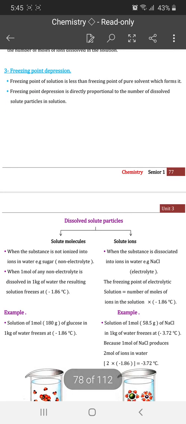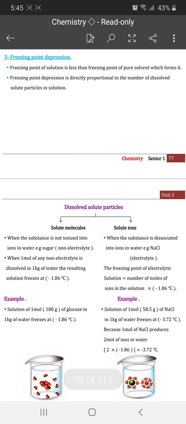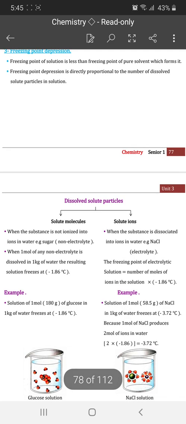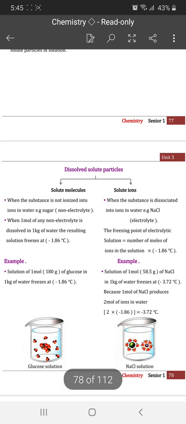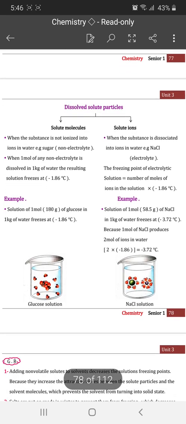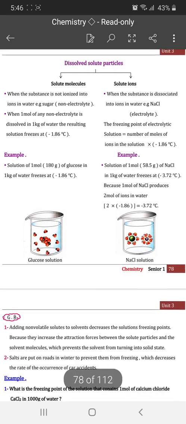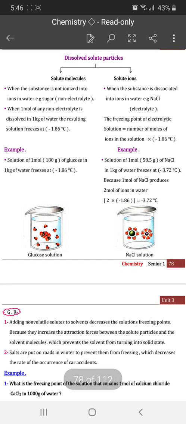Number 3, freezing point. The freezing point of a solution is less than the freezing point of the pure solvent which forms it. The freezing point depression is directly proportional to the number of dissolved particles in the solution. The dissolved particles may be ions or molecules. When one mole of molecules is dissolved in water, it decreases the freezing point by negative 1.86.